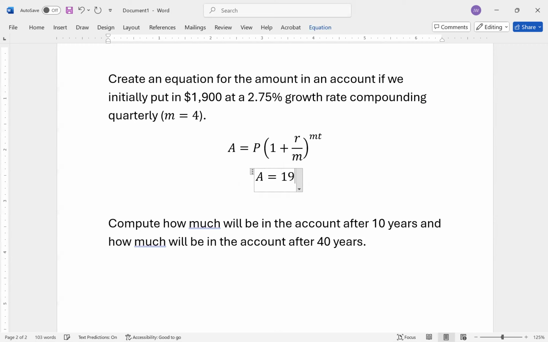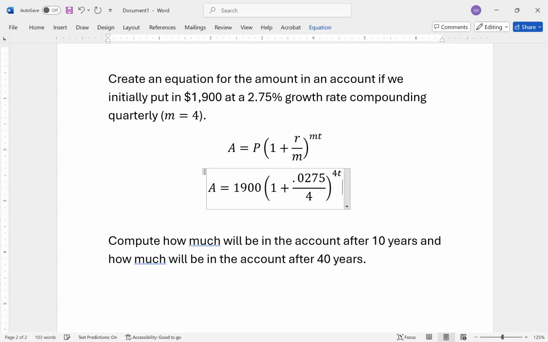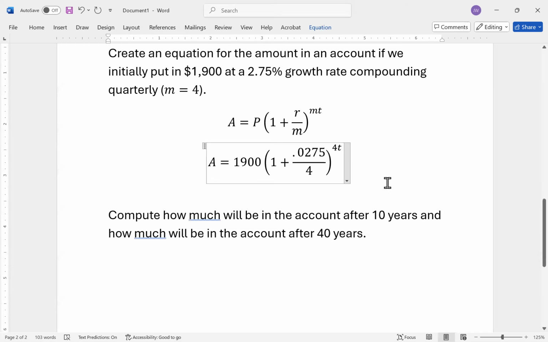My principal in this case is 1,900. The rate of growth is 0.0275. Make sure you write that as a decimal and not as a percent. If you write it as a percent, then everything gets thrown off. We're dividing by 4 because m is equal to 4, and then my exponent is 4 times t. So that's the equation that I end up with.